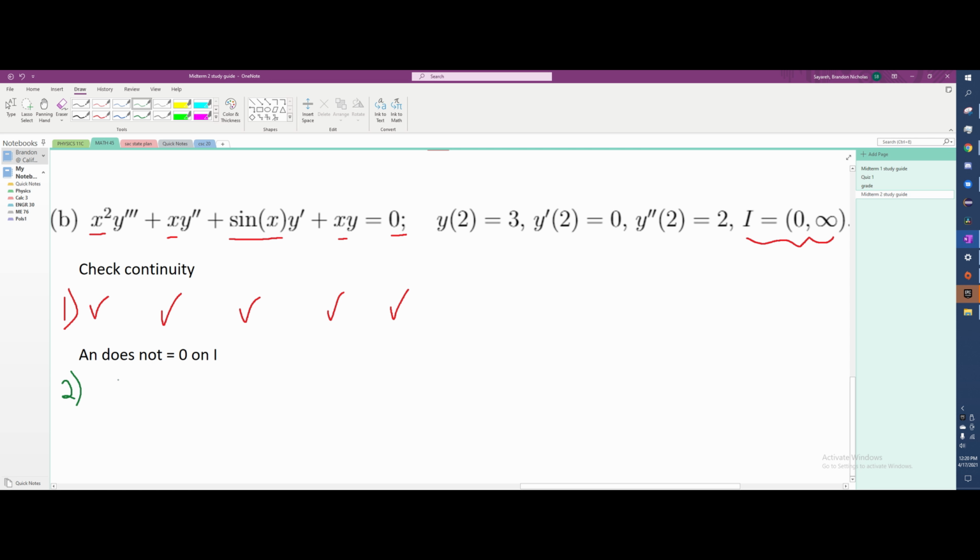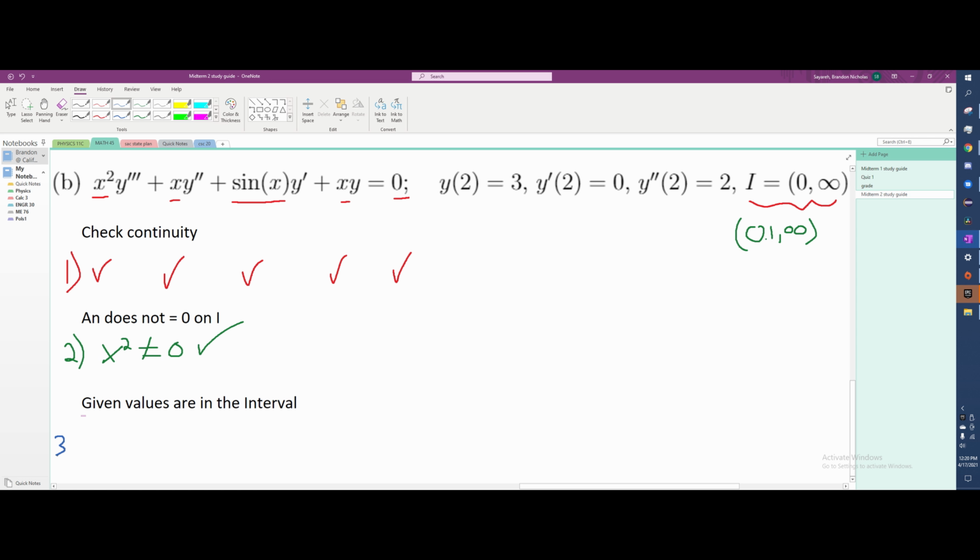So basically it means it starts from 0.1. That's not correct, but you can think of it like that. It starts from 0.1 and it goes to infinity. So x squared does not equal 0.